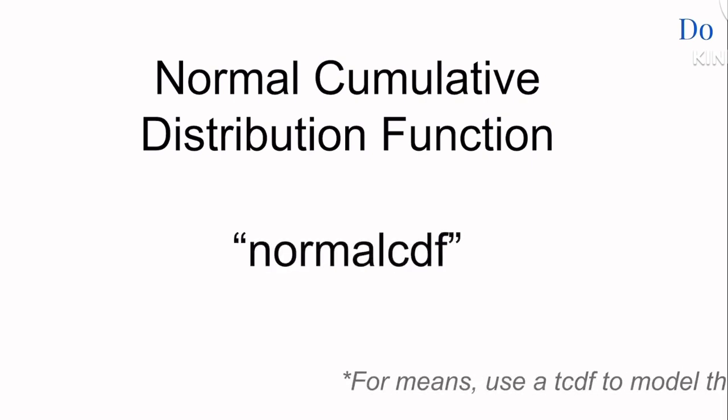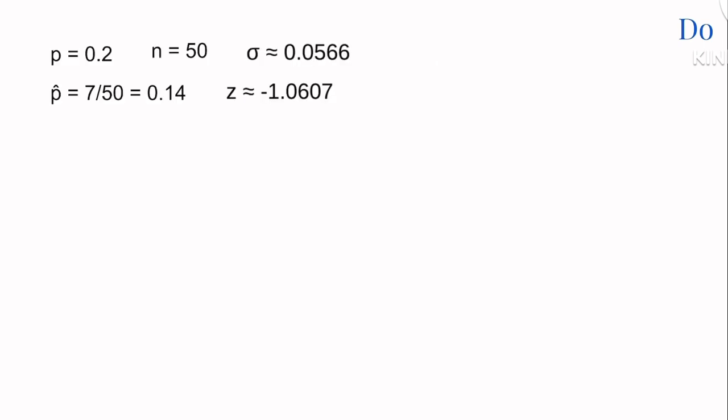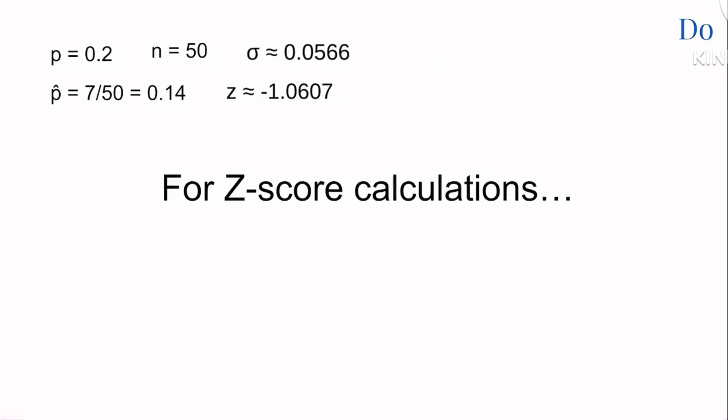Testing for proportions means that we'll be using a normal cumulative distribution function, better known as normal CDF. If we were talking about means, we'd actually use a different CDF, the t-CDF. Keep in mind that we're dealing with a z-score, and z-scores have a mean of 0 and a standard deviation of 1. We'll be using those as we enter the function into our calculator, like so.